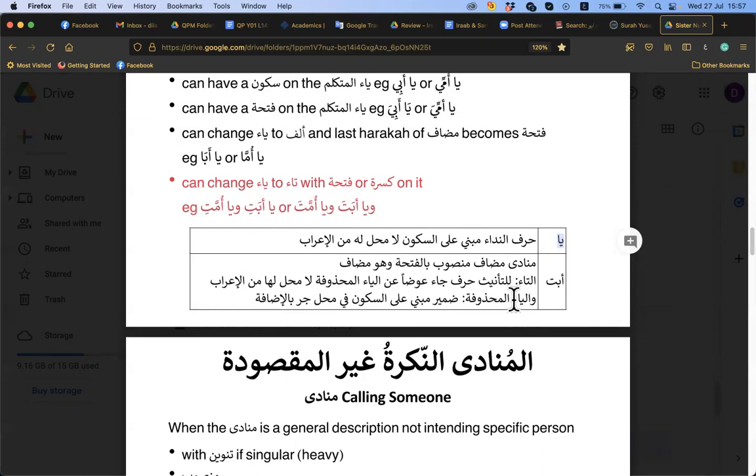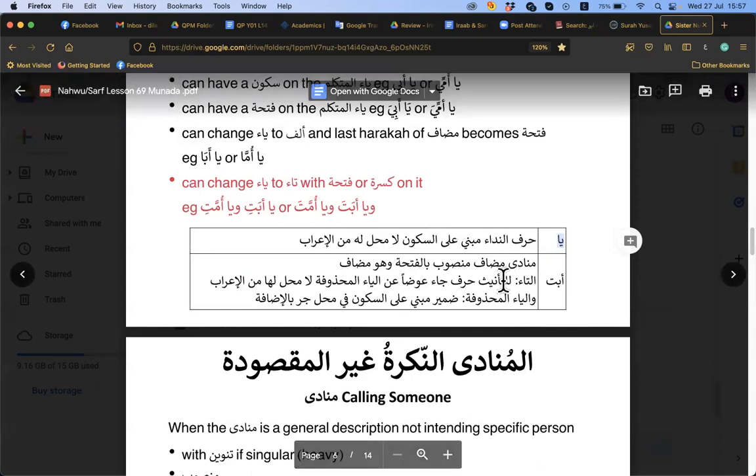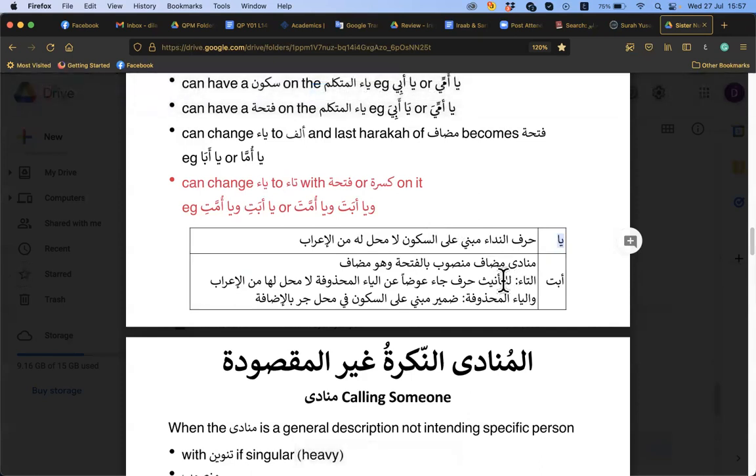So this ta is ta ta'nis, remember, right? It's a harf, and it's coming to substitute the ya mahzuf. The ya is not there anymore, right? So this ta comes just to substitute that ya mahzuf. So also it is la mahala laha min al-i'rab.